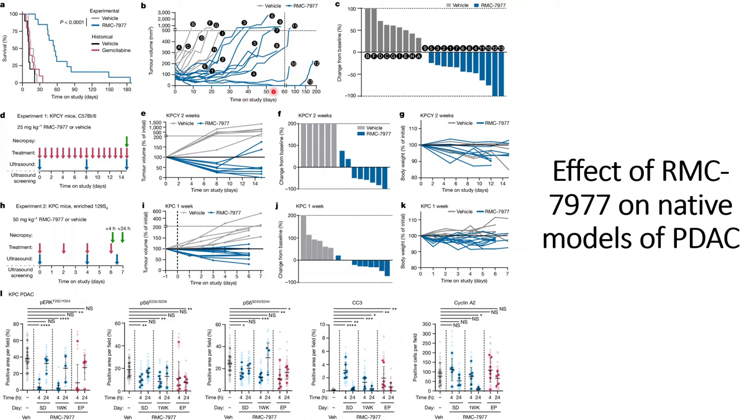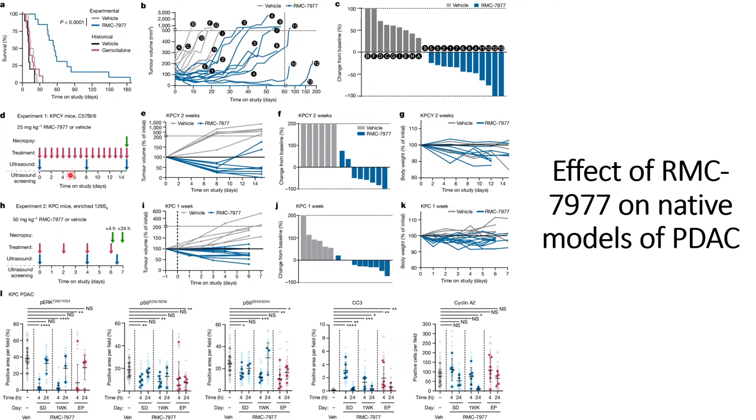After validating that RMC-7977 has a positive impact on the native model of PDAC, they did experiments on two different kinds of mice at two different institutes, both affected with different kinds of mutations. Experiment one is done on the KPC Y mice that have the C57BL/6 background, and it is treated with RMC-7977 at a dosage of 25 mg per kg every day.